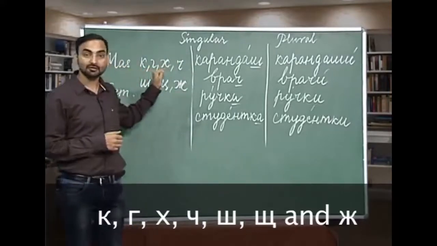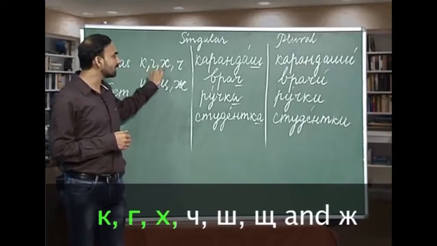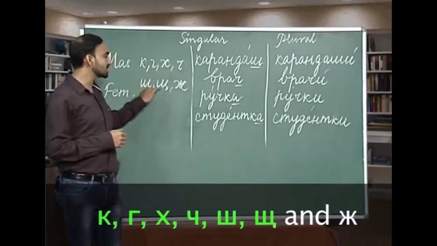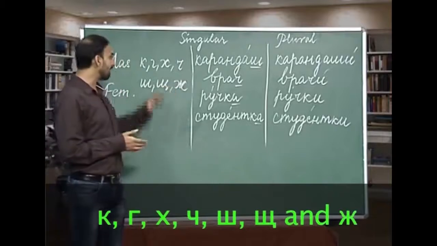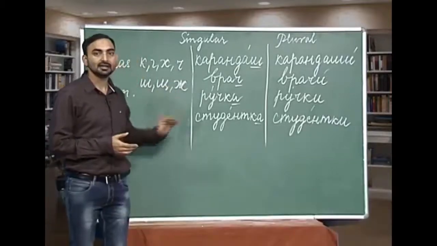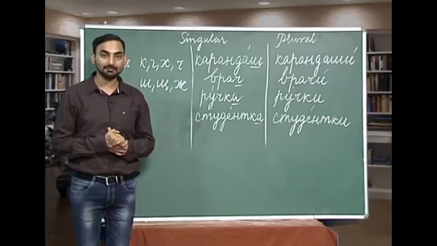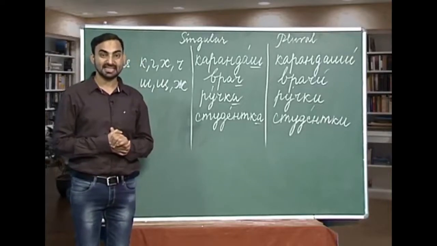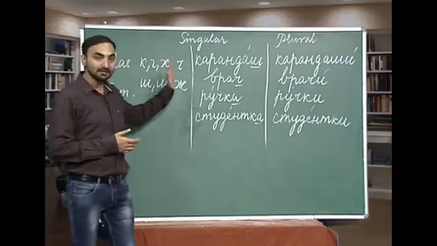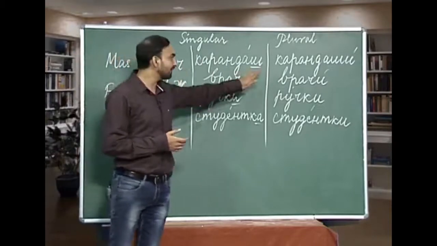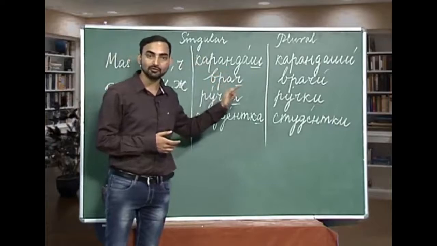Which are those 7 consonants? We have done it earlier also. K, G, H, Ch, Sh, Shch and J. And we have also done that after these 7 consonants, the hard vowel I is not used. So, what do we use in place of I? We use E, soft E. So, while making plural of the nouns with these 7 consonants at the end, we follow the same rule.